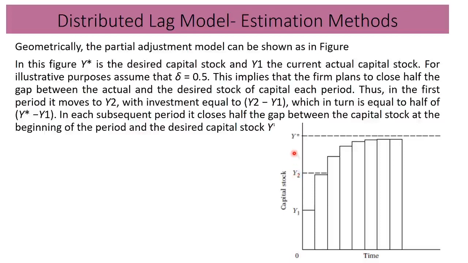Thus, in the first period it moves to y2, as given here, with investment equal to y2 minus y1, which in turn equals half of y star minus y1. In each subsequent period, it closes half the gap between the capital stock at the beginning of the period and the desired stock of capital. That is, in each period it closes half, then half of the remaining portion, then another half, and so on, closing the gap between the actual and the desired stock of capital.